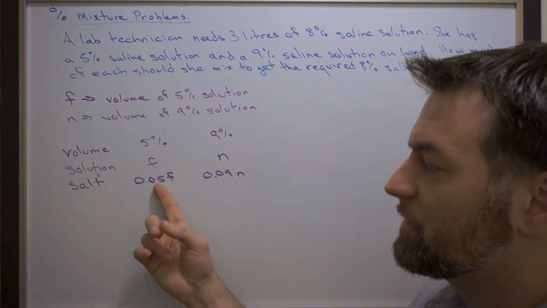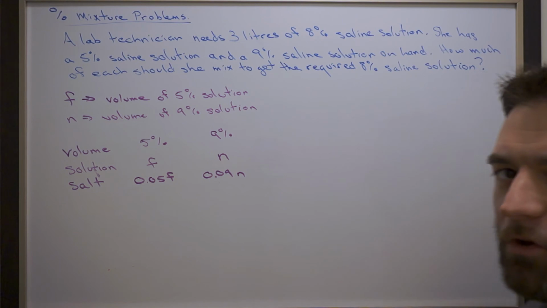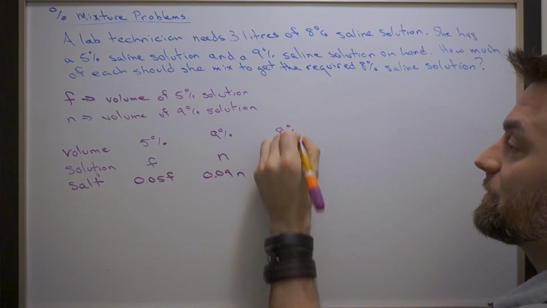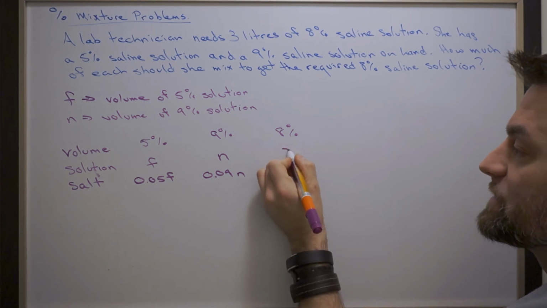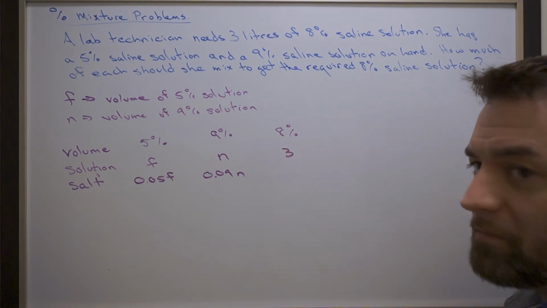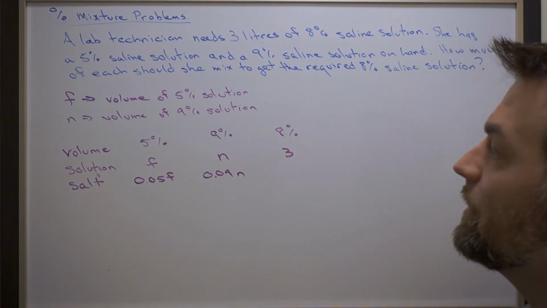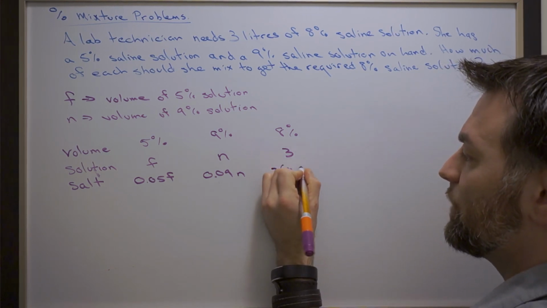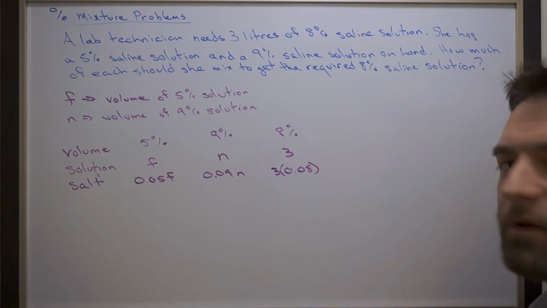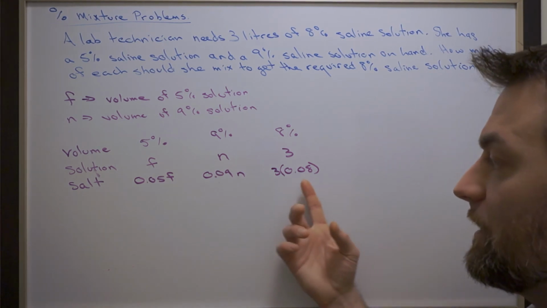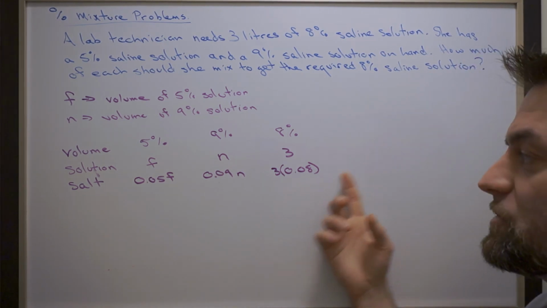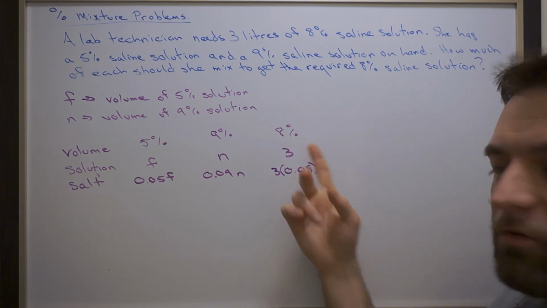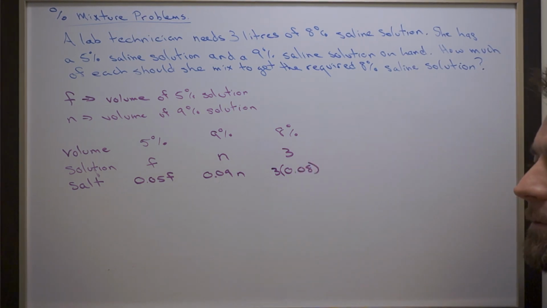So 5% of the total volume, 9% of the total volume, and so we finally need our 8% solution. And we need 3 liters of that in total. And of that, how much is salt? Well, it's an 8% solution, so 3 times 0.08 will give us the amount of salt in that solution. That much is the total volume of the water and salt mixed together.